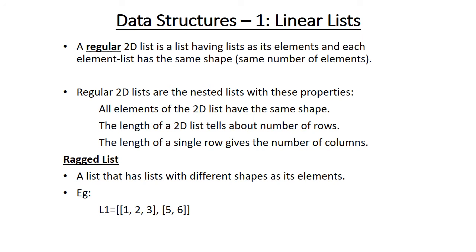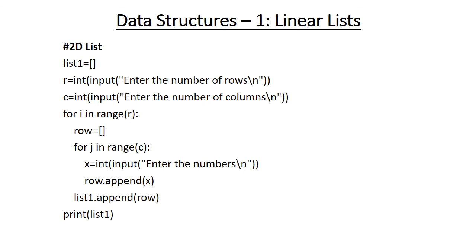Ragged list. A list that has lists with different shapes as its elements is called a ragged list. An example is given below. An example for how to create a two-dimensional list is given below.